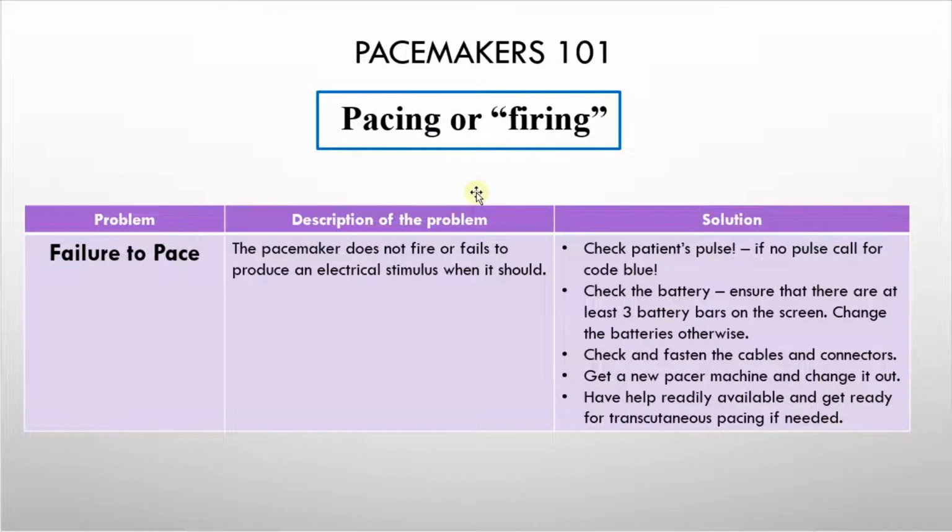Now, pacing or firing, like we said before, is the ability of the pacemaker to initiate an electrical stimulus. One of the issues that can happen is failure to pace, meaning that the pacemaker does not fire or fails to produce an electrical stimulus when it should. So some of the solutions include: first, check the patient, make sure the patient has a pulse. If the patient does not, call a code and call for help.